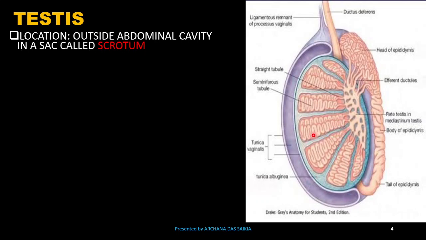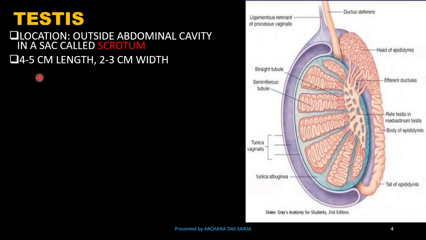Now, formation of gametes or male sperms is possible only at a temperature slightly lower than the body temperature. If it was located inside the body, the temperature it would get is 37 degrees, which is not optimum, not congenial for the formation of sperms. That is why the testis is located outside the abdomen, where the temperature is around 2 degrees less than body temperature, which is optimum for the formation of sperms. So that is why the testis is located in a bag called the scrotum.